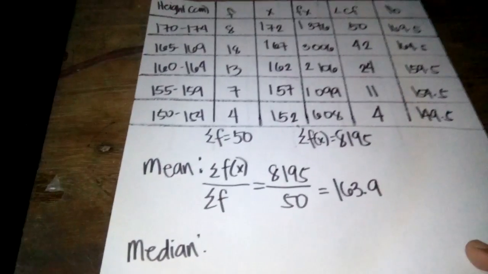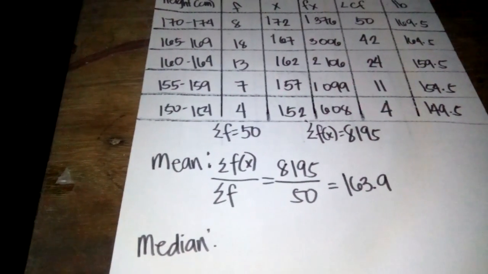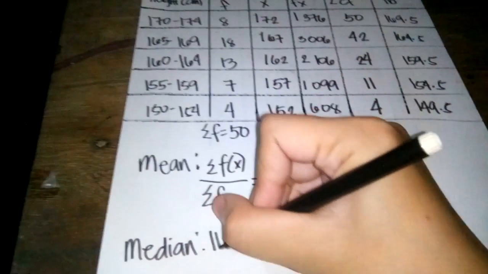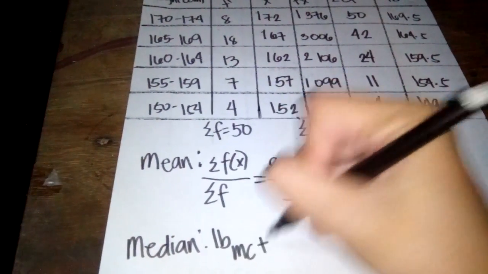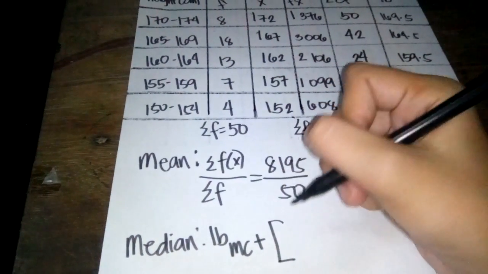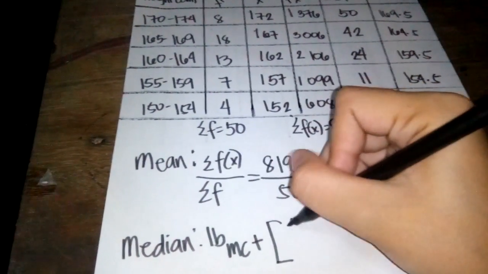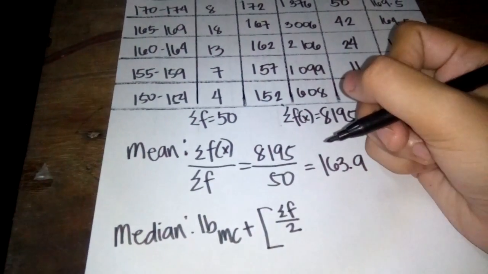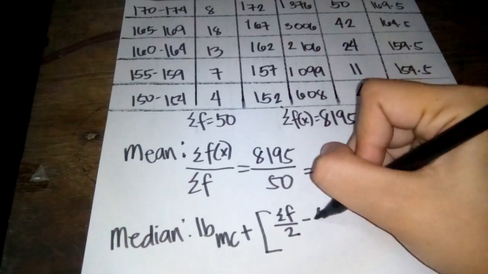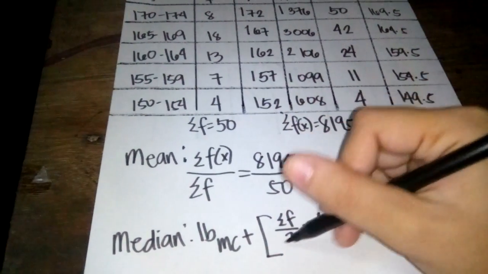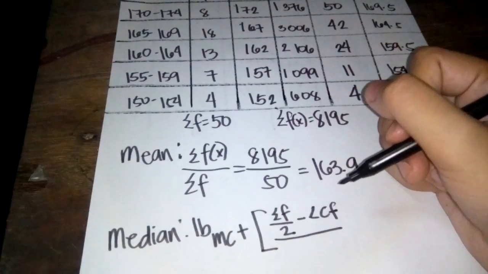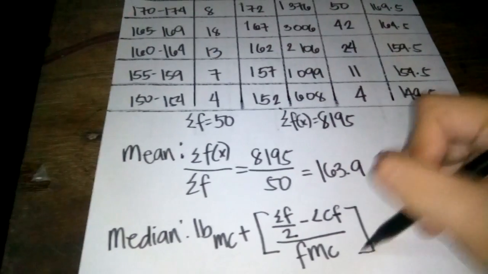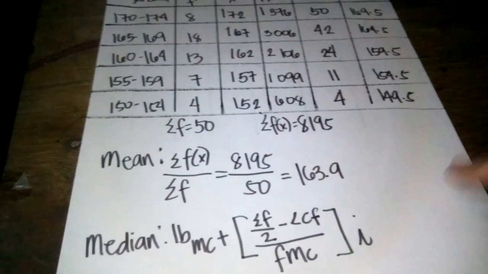So next is to compute the median for the grouped data. Use this formula, which is the lower boundary of the median class, plus the half of the total of the frequency, subtracted from the cumulative frequency of the lower class, and divide it by the frequency of the median class, and multiply it by the class width or the class interval.